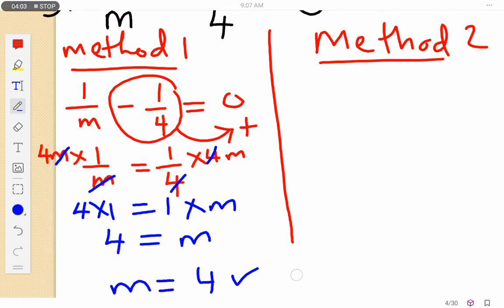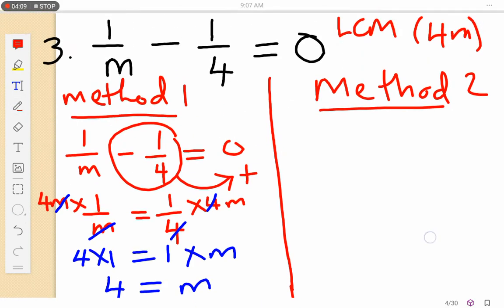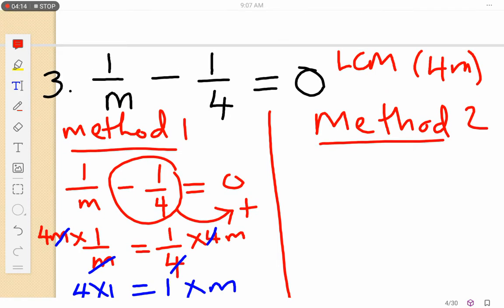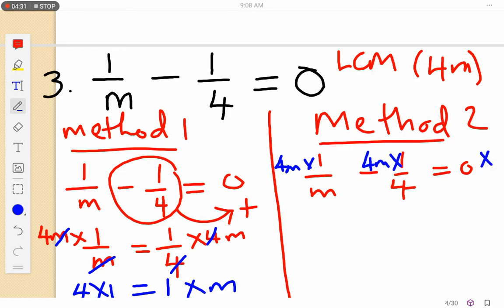Method number 2. I can take the same lowest common multiple, but this time I'll work it on each side as it is: 1 over m minus 1 over 4 is equal to 0. So I'm going to multiply everything by 4m.